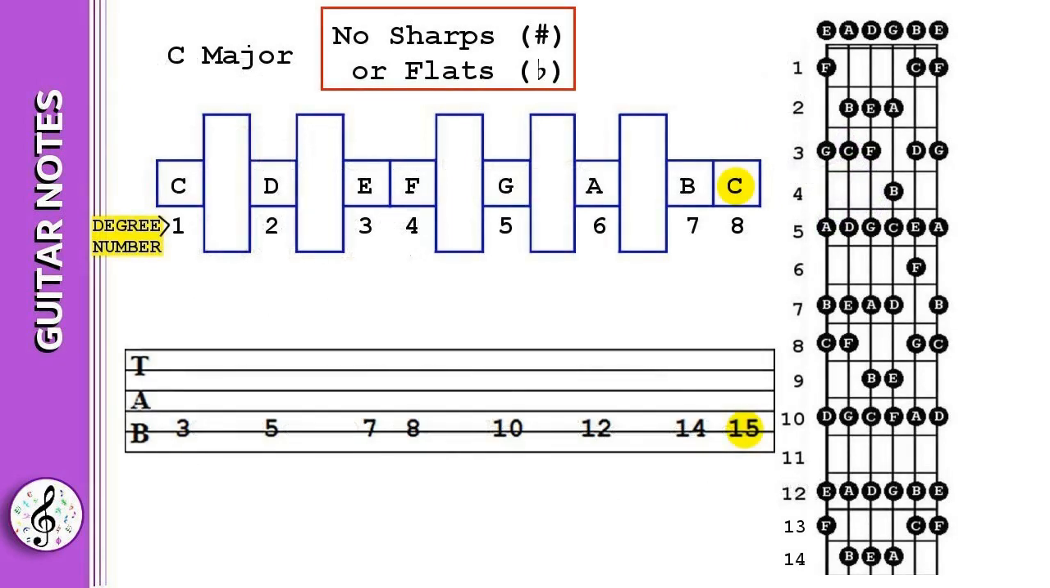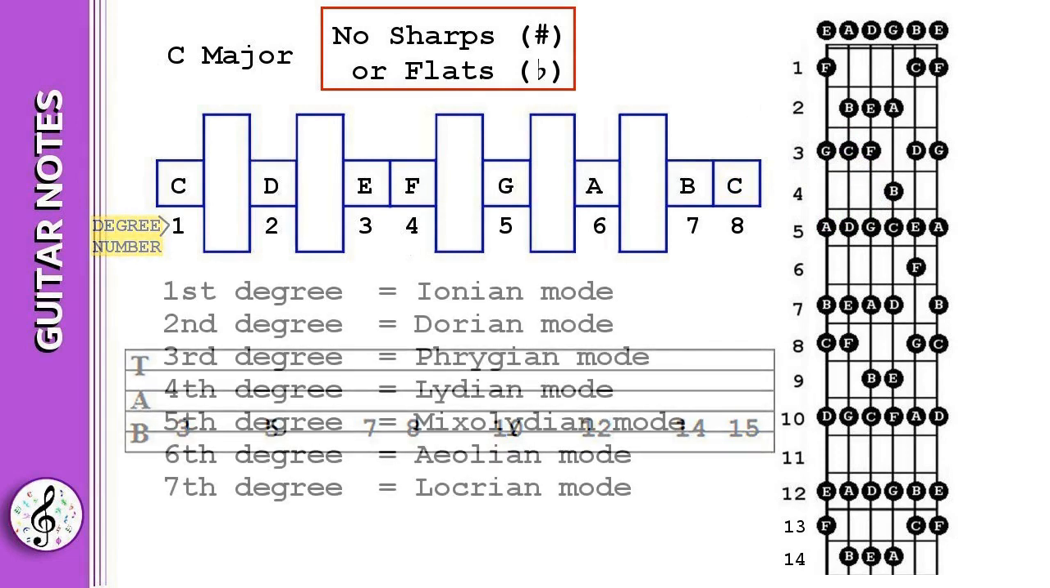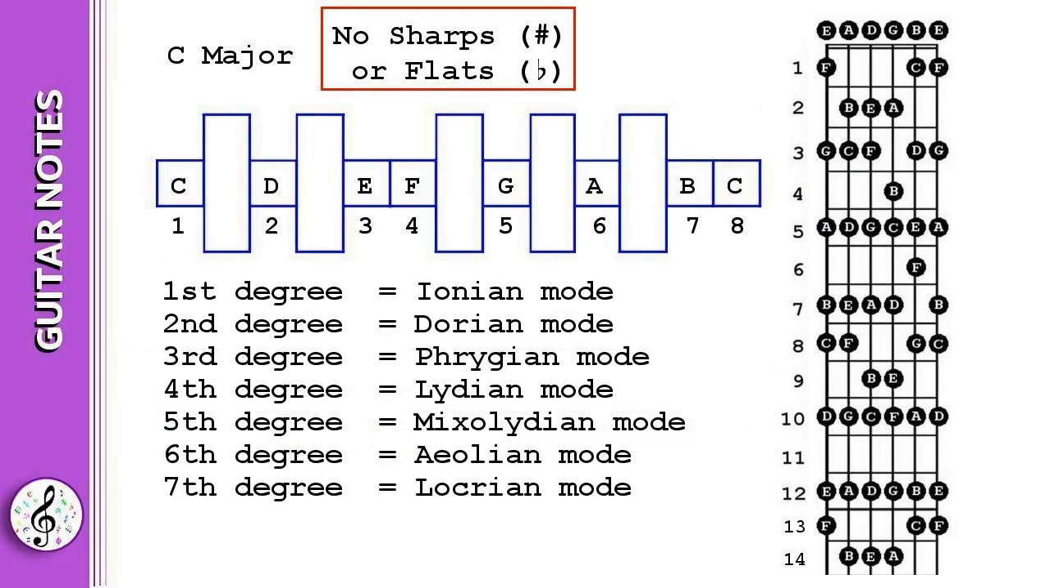Now also from the major scale we can get the modes, which I'll briefly touch on. I don't want to confuse you too much. But modes are a series of scales that are based on the major scale, and each of the modes has a different characteristic. So if you were to start on the first note of the C major scale, that is called an Ionian mode.